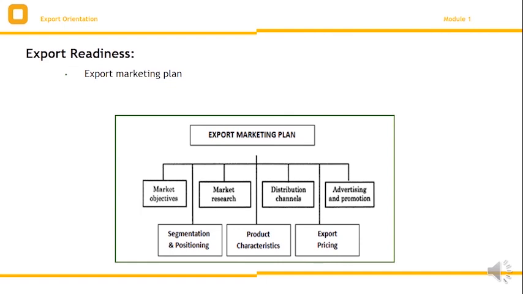Part of export readiness is also compiling what we call an export marketing plan. An export marketing plan is an important document that you need to compile before you actually start to export. In your export marketing plan, you need to make sure that you have the following. You need to have market objectives. These are going to be your goals. Remember, they need to be SMART. You also need to have market research. You need to have conducted market research on the international market that you're going to be selling your product or your service to.